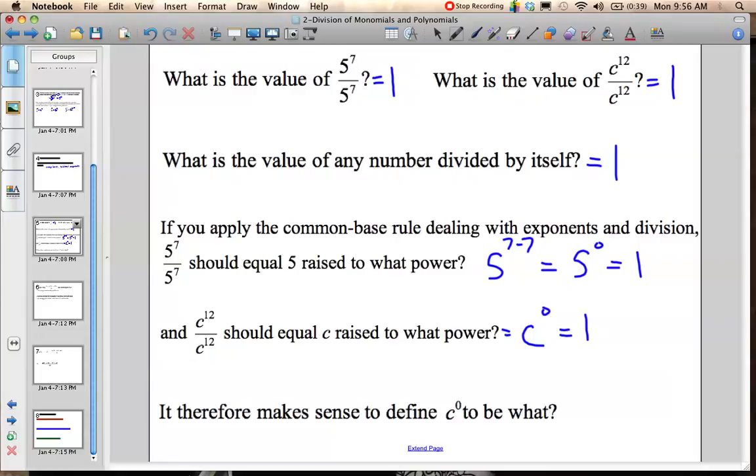All right, so far so good. That's a neat little trick. So we got two things so far. When we divide these monomials, we subtract exponents. And if we get an exponent of 0, the expression has a value of 1.